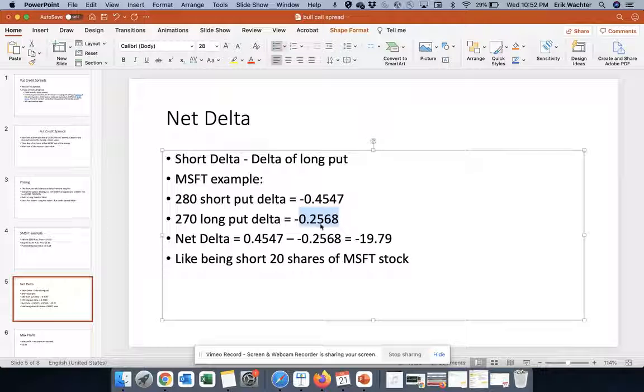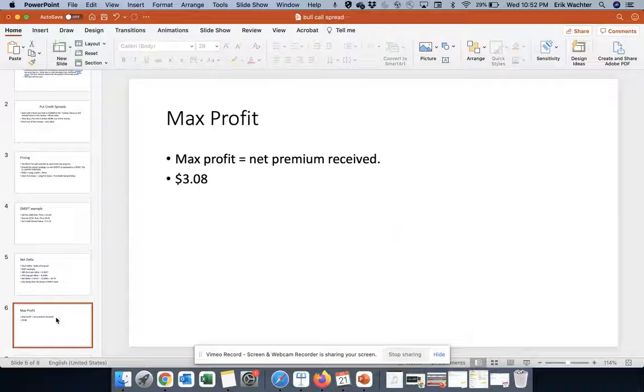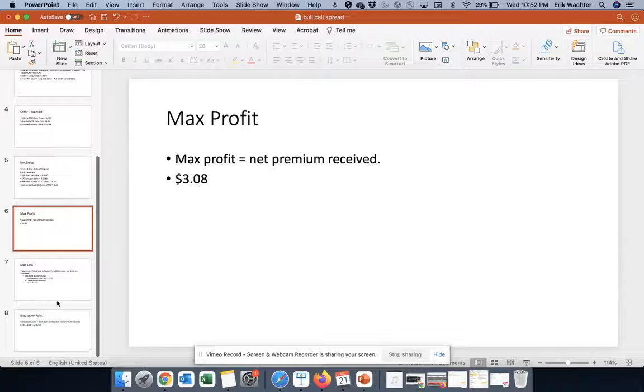Now you just subtract the two values, and you get about 20 as our net delta, and we're short 20 delta overall. So this is almost like being short 20 shares of Microsoft stock, okay? So let's go into our P&L.